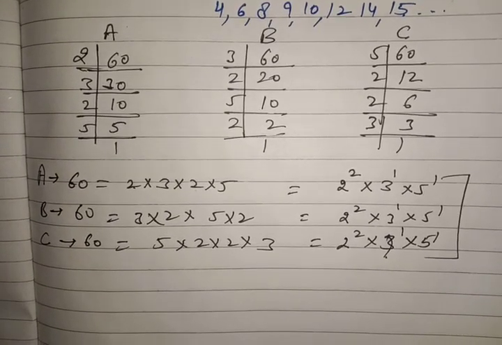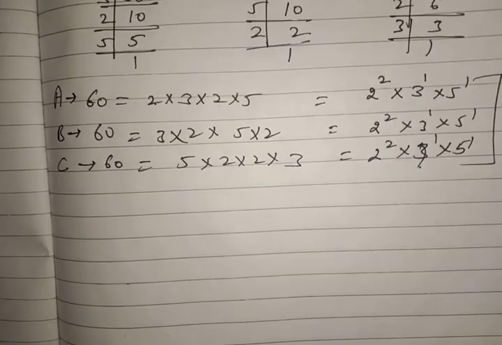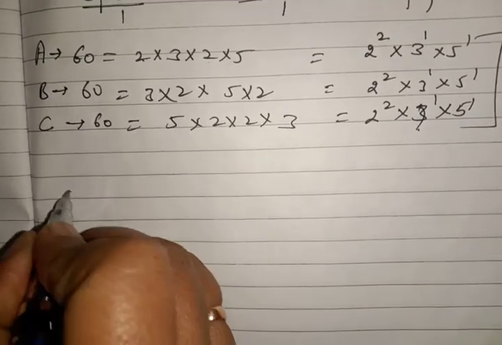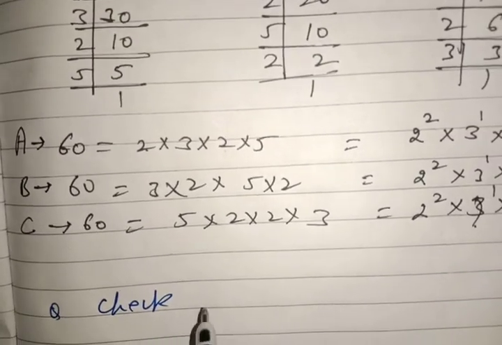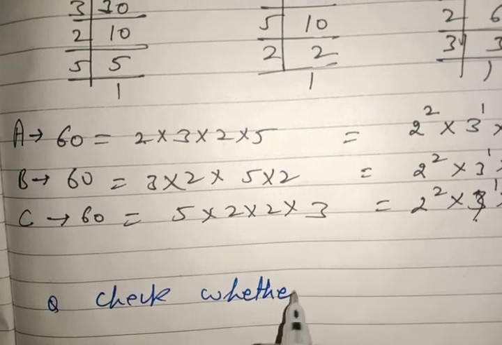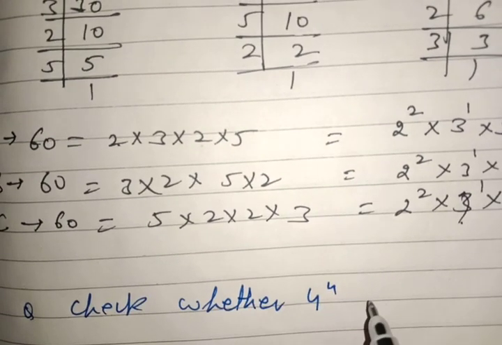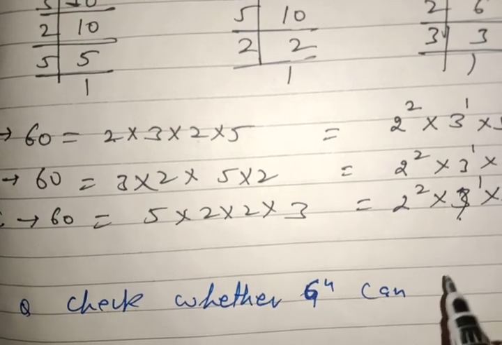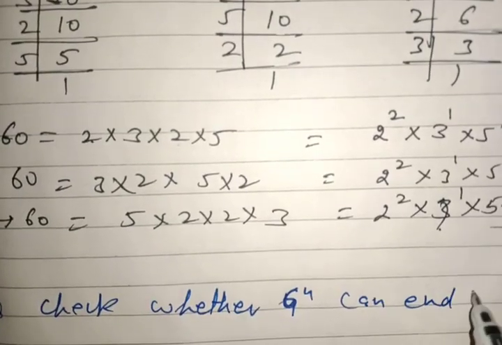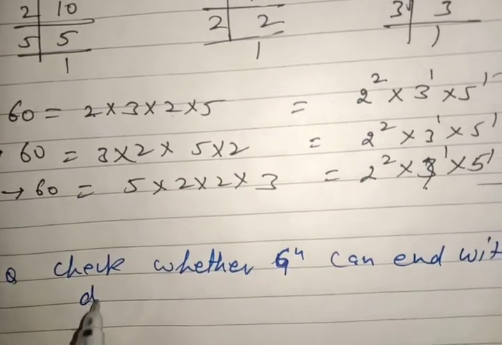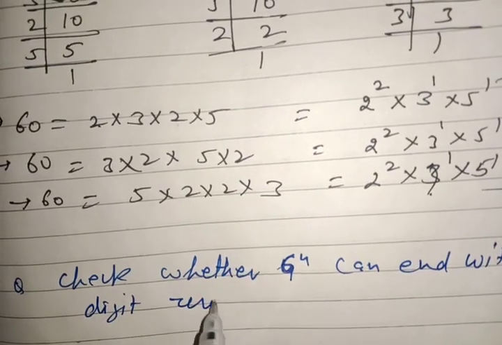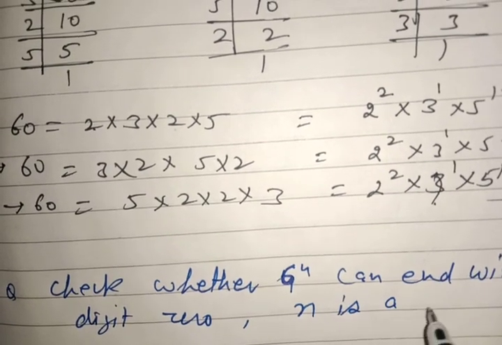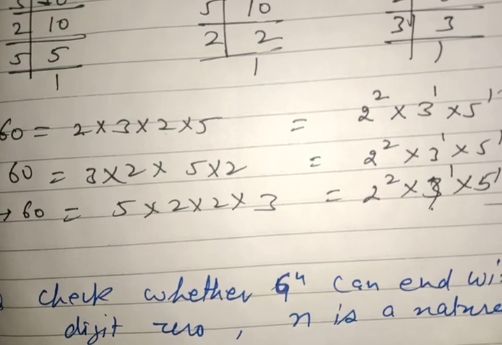Okay, and depending on this theorem, we'll do one question. That is also very important. The question is, check whether 6n can end with digit 0 for any natural number n, where n is a natural number. I am taking 6n, any number you can take. You can write like this also. N is a natural number.